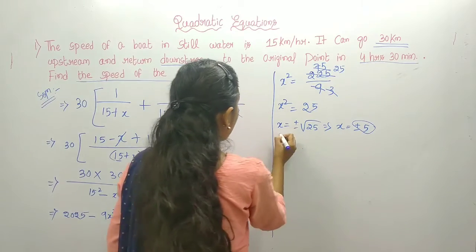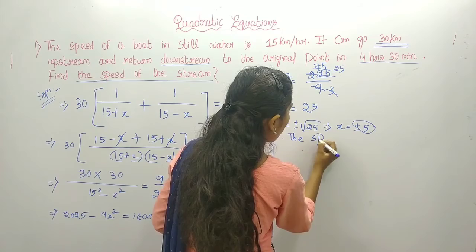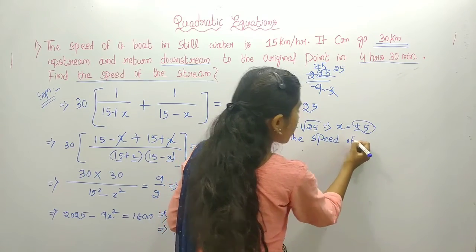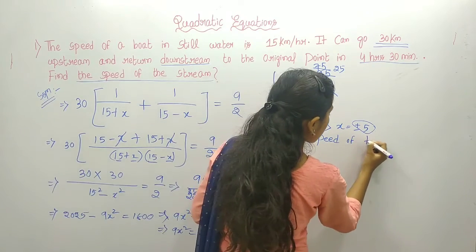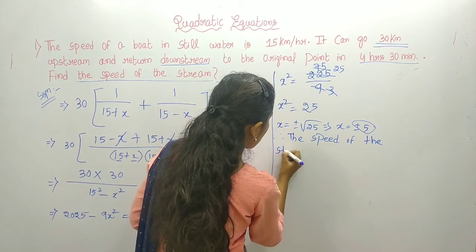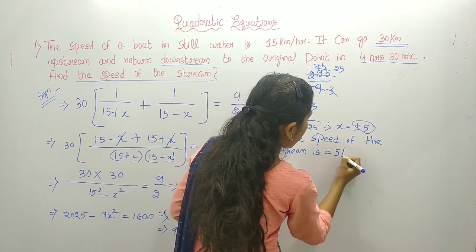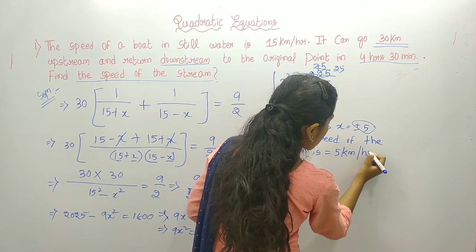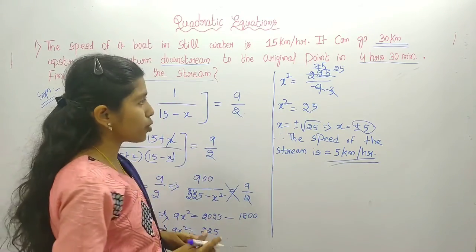Therefore, the speed of the stream, which we took as x kilometer per hour, where x is 5. So the speed of the stream is equal to 5 kilometer per hour. This is the answer. Okay, like this you have to find it.